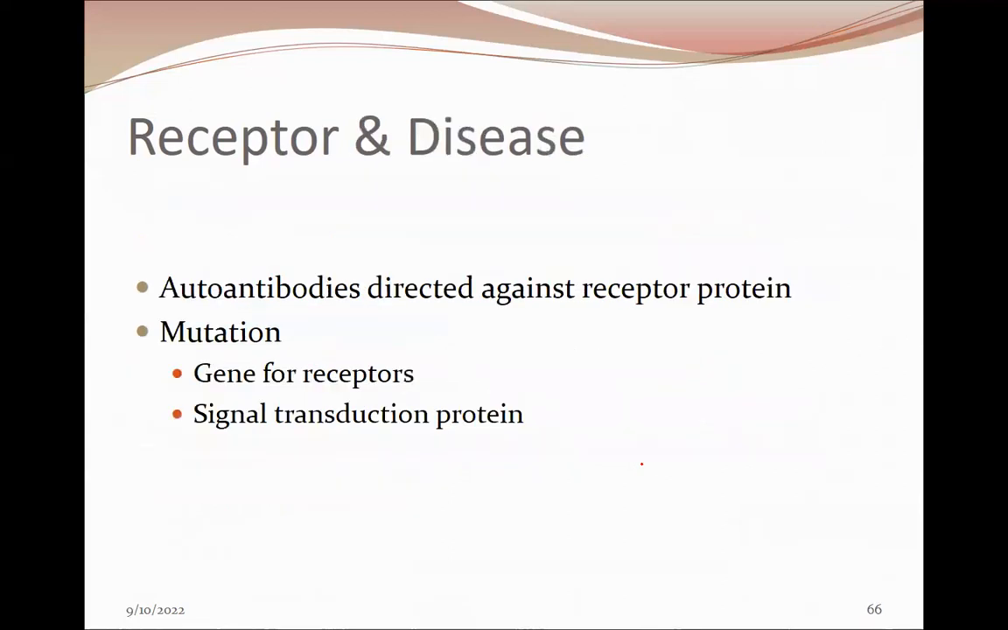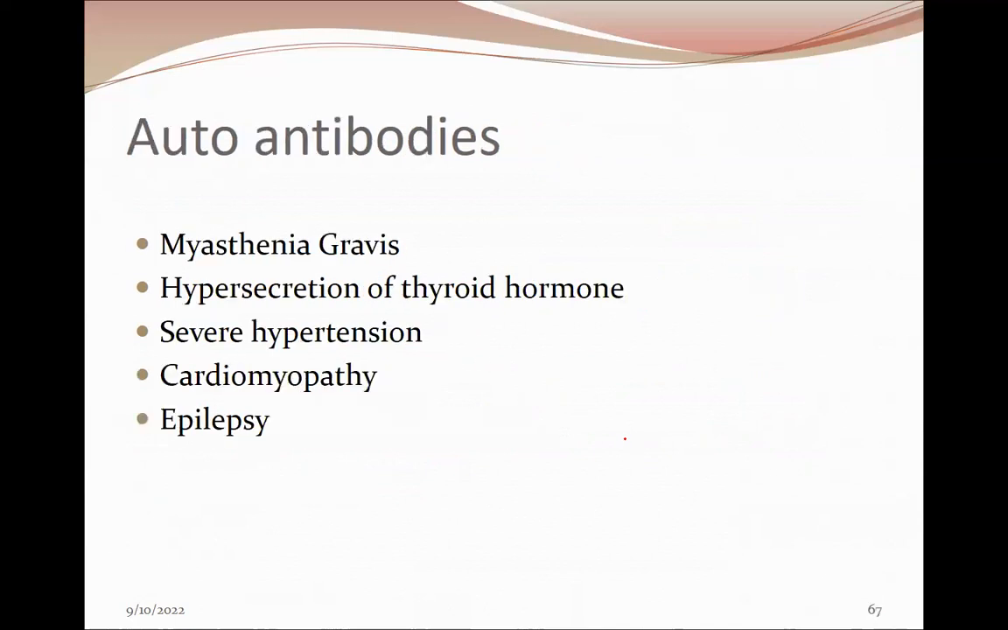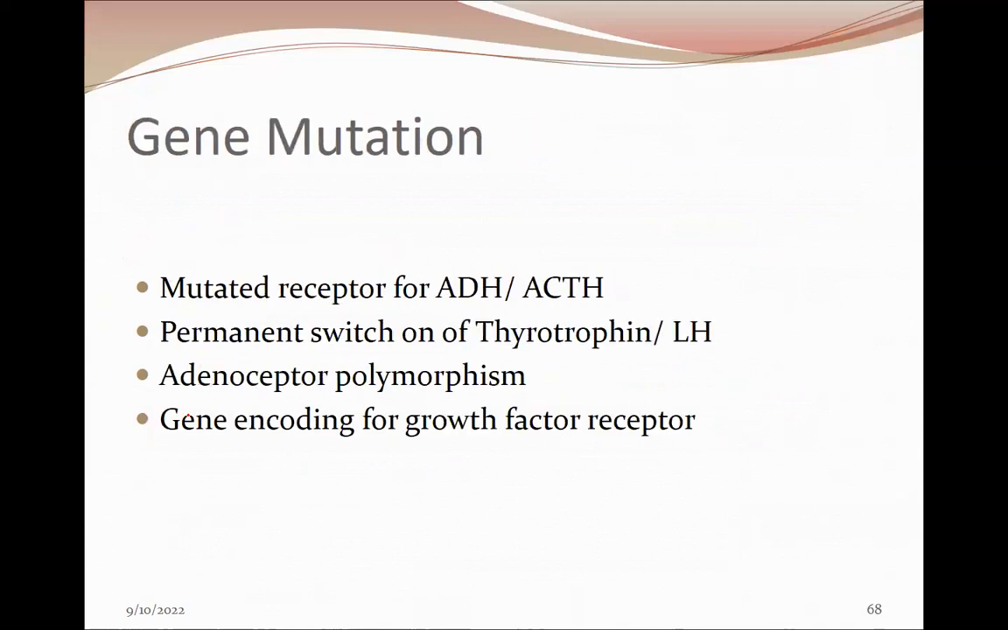Now, these receptors have also been associated with certain diseases, and we know that autoantibodies are directed against a particular receptor protein, as seen in myasthenia gravis, and mutation leads to gene transfer. Mutation could be at the receptor for the gene, or it could be at the signal transduction protein. We have various conditions where these autoantibodies are developed: myasthenia gravis, hypersecretion of thyroid hormone, severe hypertension, cardiomyopathy, and epilepsy.